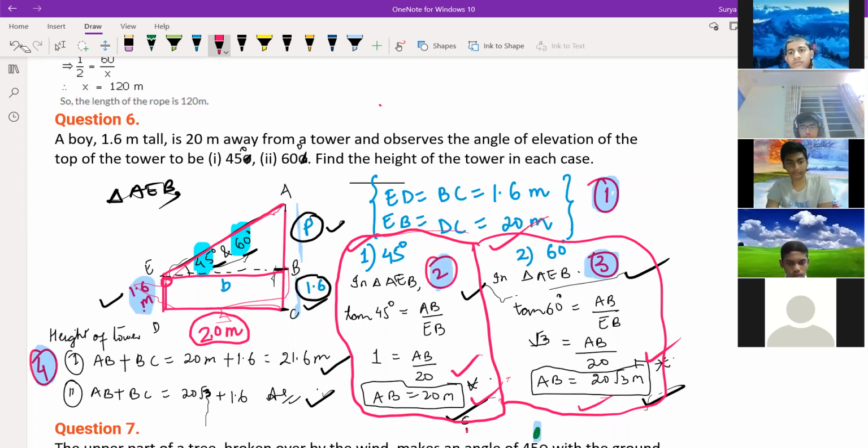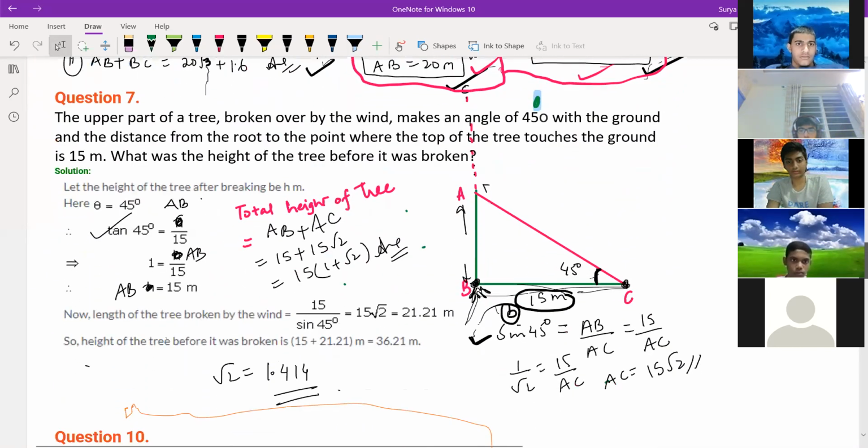Okay. And then in the last, this boy's height we have not considered because the boy is standing on the ground only, no? And the tower we should measure from the ground. The AB we got 20, so 20 plus 1.6. Again 20 root 3 plus 1.6. That's it. Now next part is question number 7.